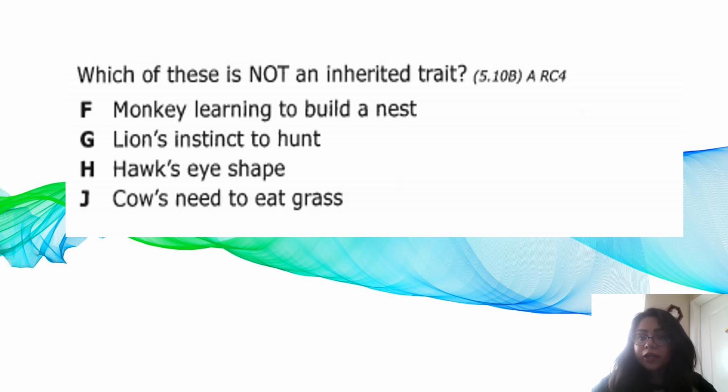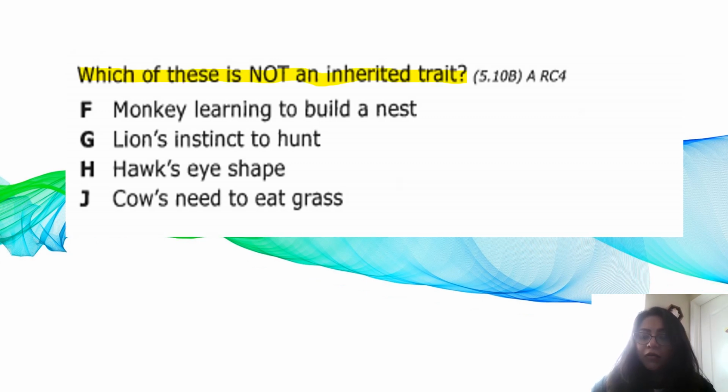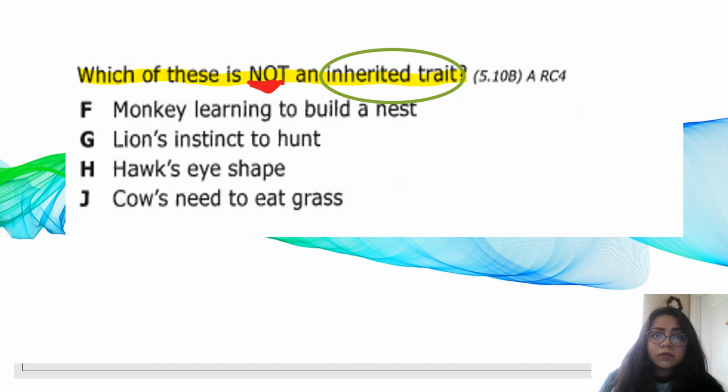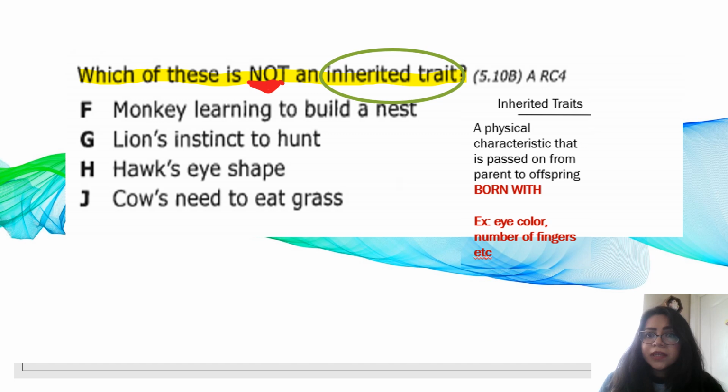I have a question here that you don't have, but I want to show you the steps that you would take to answer these type of questions. I will underline or highlight my question. Then I'm going to circle important keywords, such as not an inherited trait. I will write down what inherited trait means. An inherited trait is a physical characteristic that is passed on from parent to offspring.